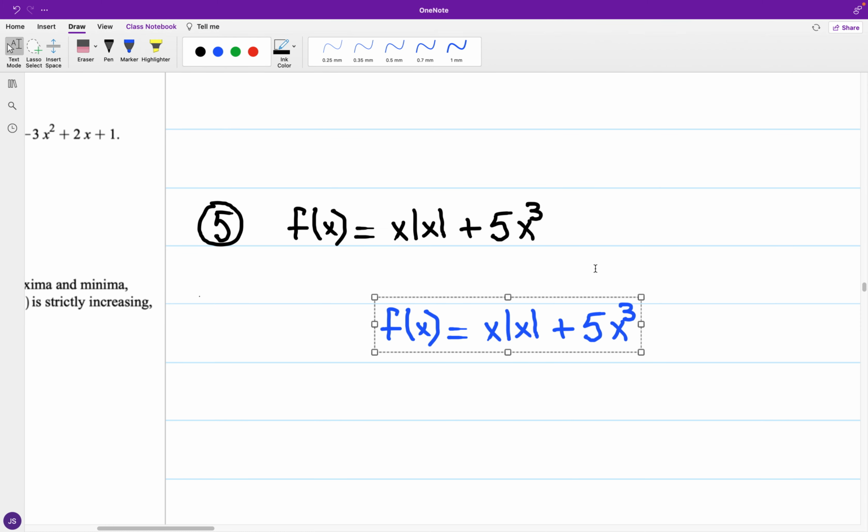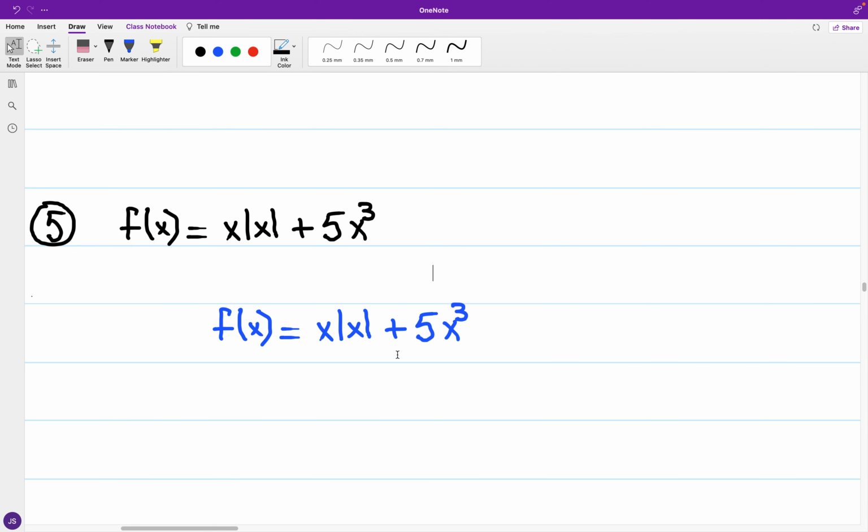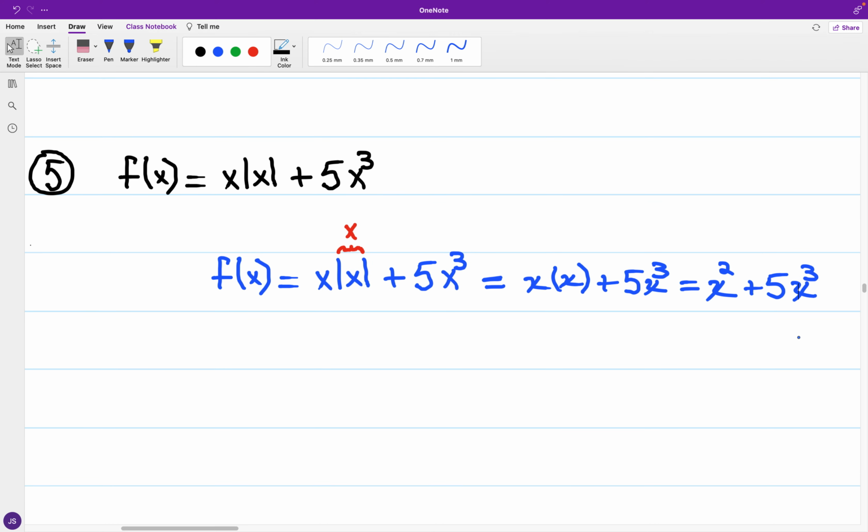and just lining up what we have here. So you've got f of x is equal to x times the absolute value of x, followed by the addition of 5x cubed. If I were to just completely follow through, now the absolute value of x is going to be x. So for now we've got x times x. Again, we have plus 5x cubed. And x times x becomes x squared plus 5x cubed. So this is what we have for f of x.